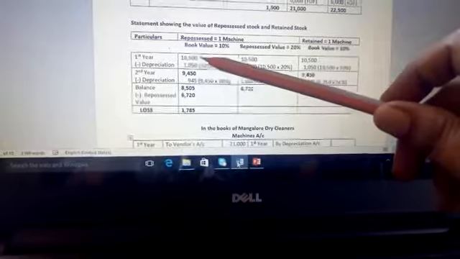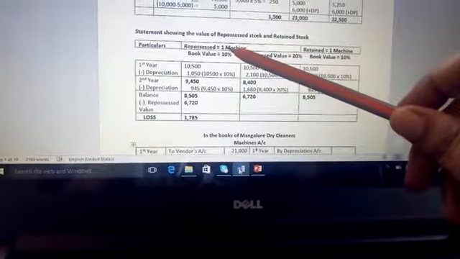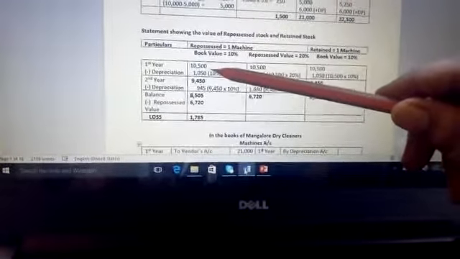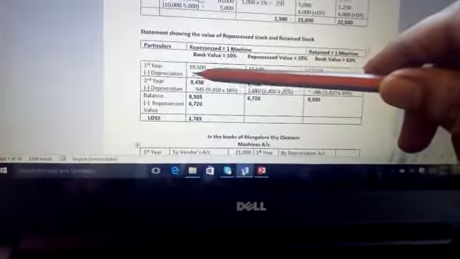We'll see the first year. So here in the first year, the cash price of one machine. So we have to consider only one machine because the repossessed machine is one and the retained machine is one. Okay. So one machine 10,500 into 1. Next, repossessed value same. Book value 1 asset. It remains same. We have to charge the depreciation at the end of the year.